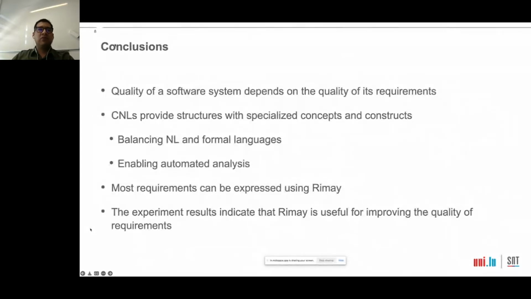As conclusions, we point out the following aspects. The quality of a software system greatly depends on the quality of its requirements. Controlled natural languages, compared to conventional requirements patterns, provide structure with more specialized concepts and constructs. Controlled natural languages strike a balance between the usability of natural language and the rigor of formal language. Controlled natural languages enable automated analysis such as test case generation and model generation. And our evaluation shows that REMAY is expressive enough to capture most of the unseen requirements from the financial domain.